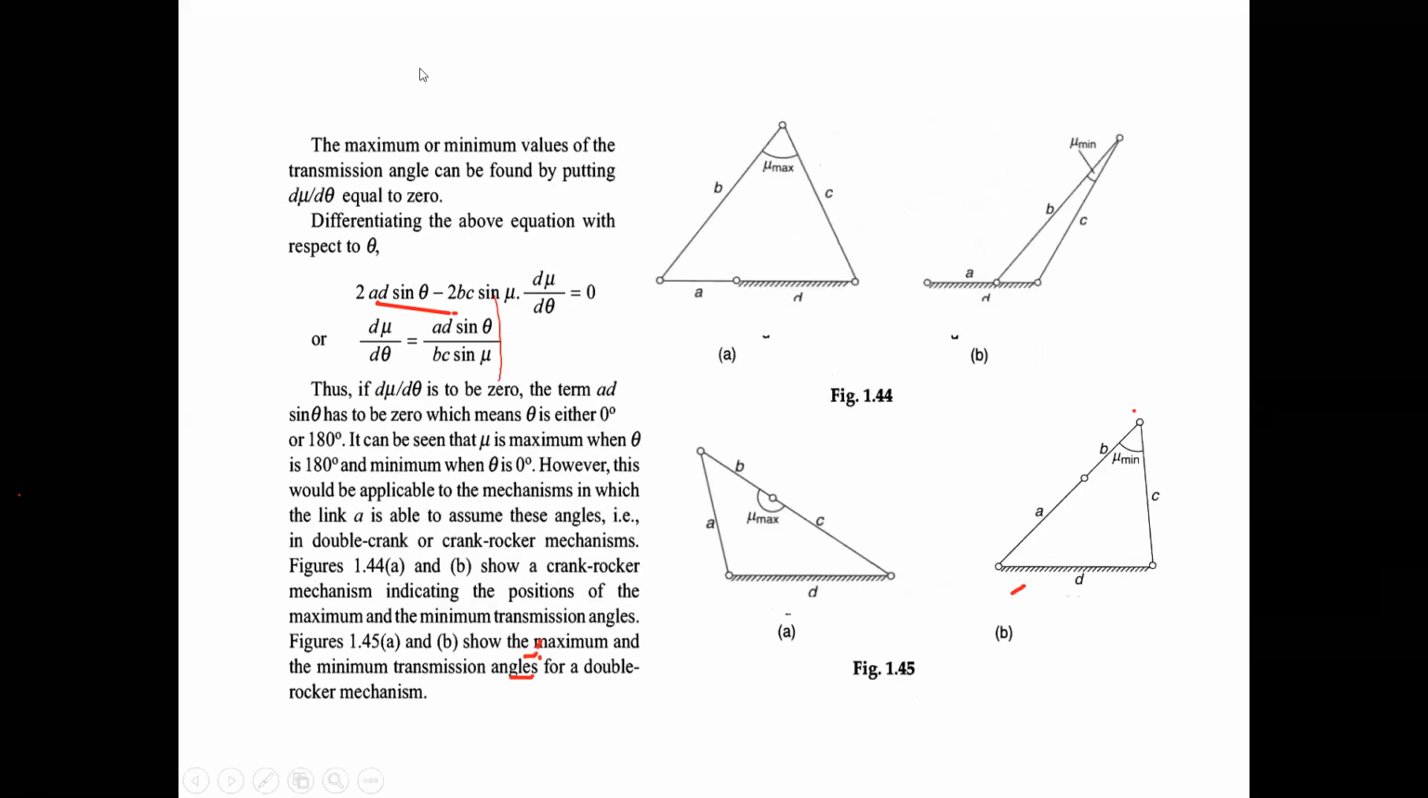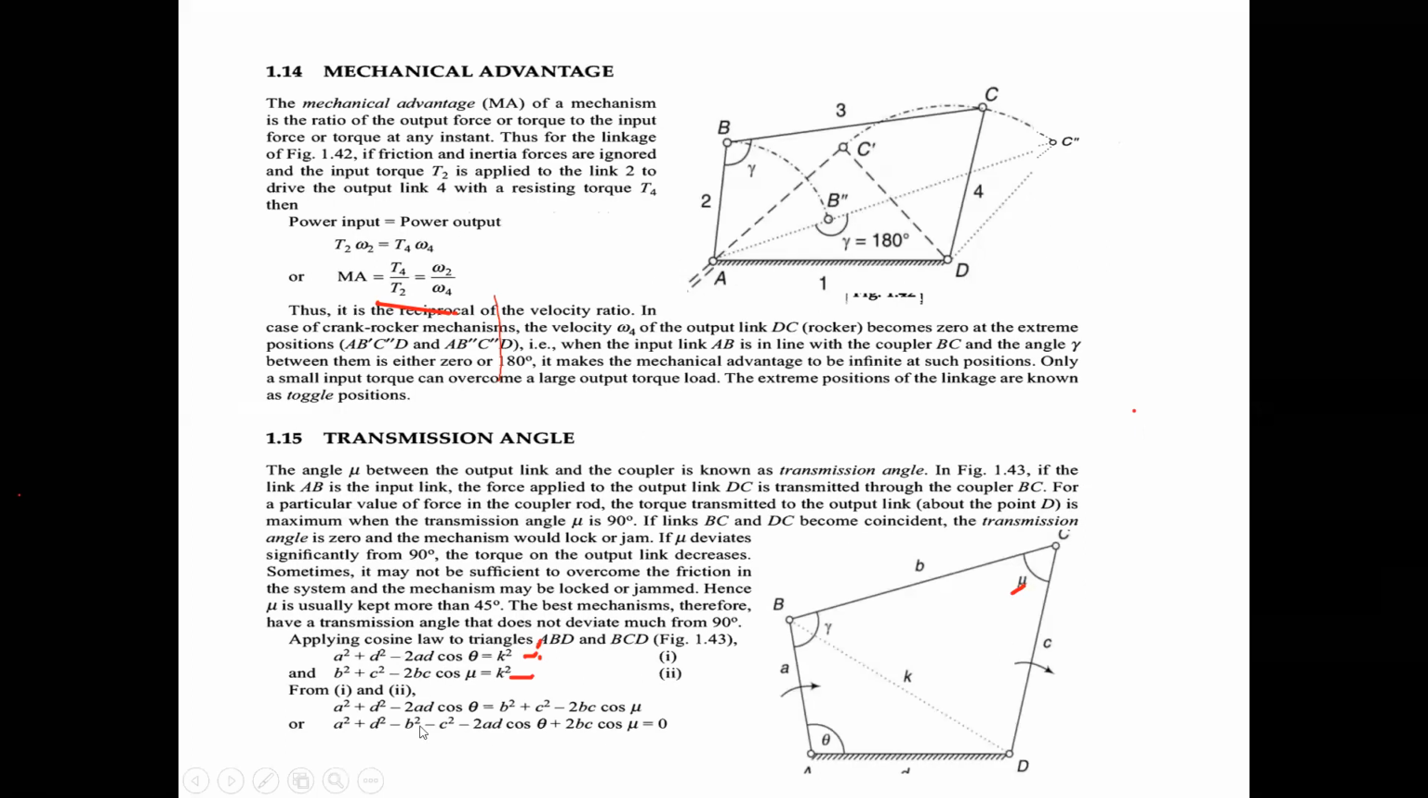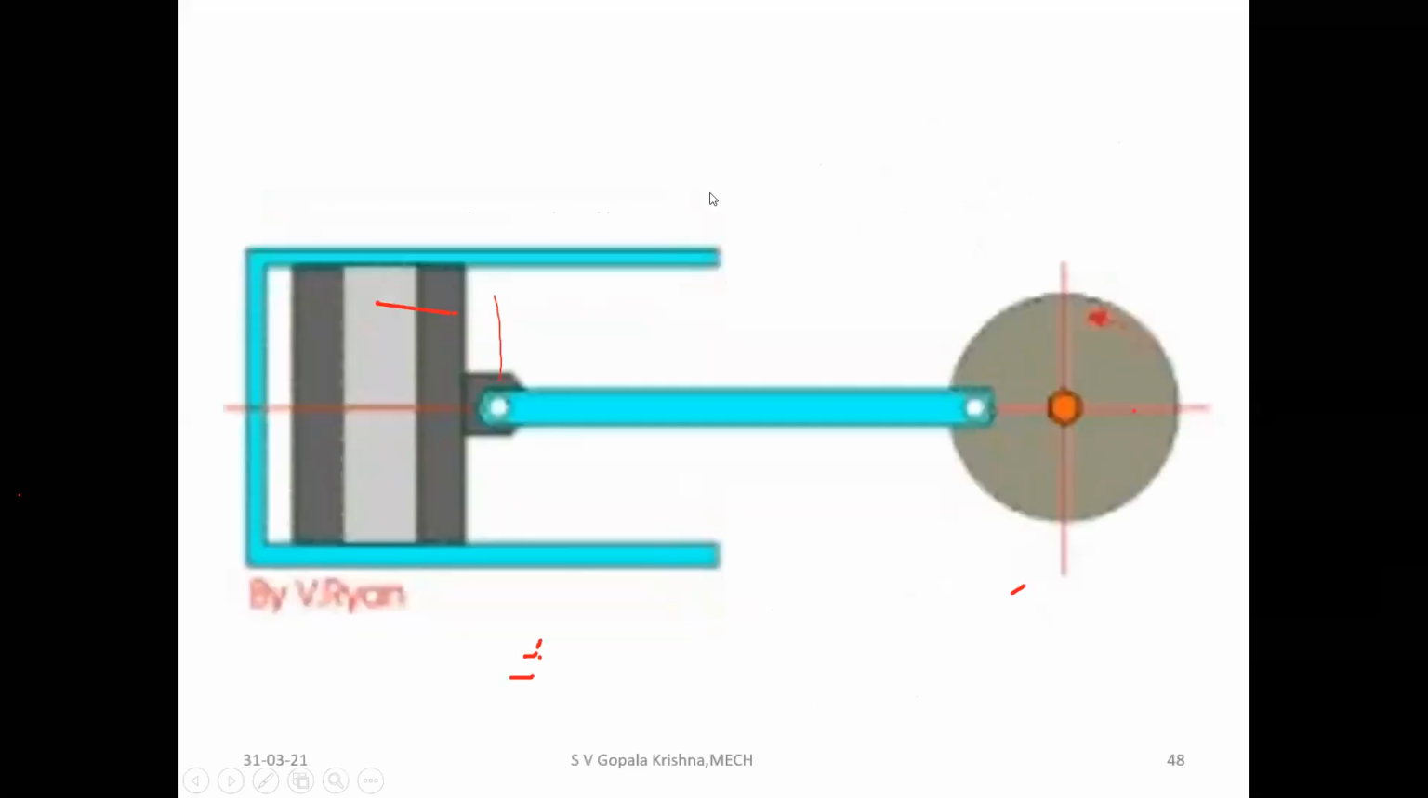When we write this equation, now we have to find the maximum or minimum values of the transmission angle. That is the main equation to arrive at.